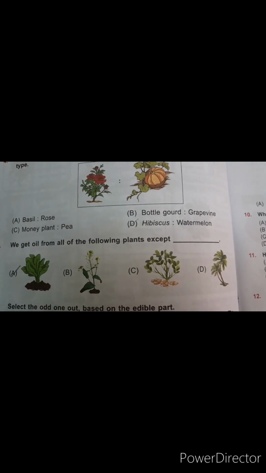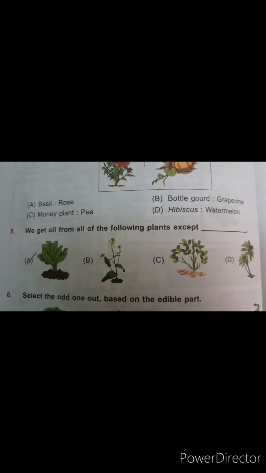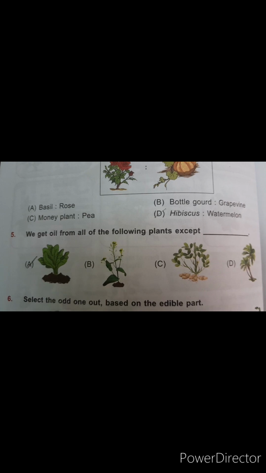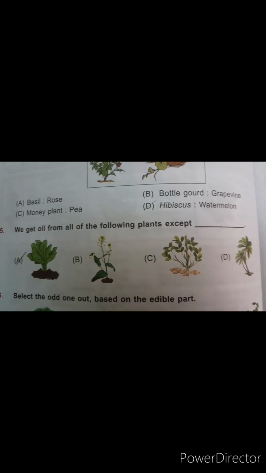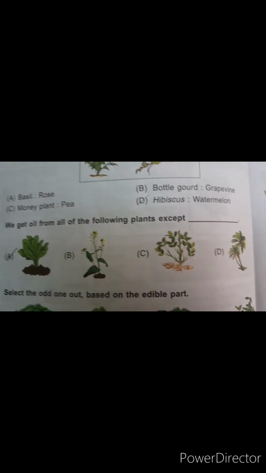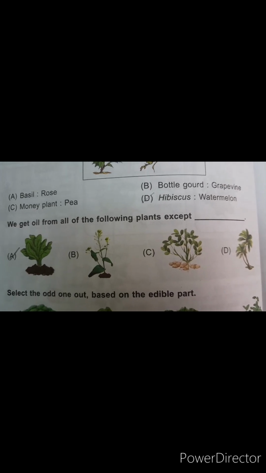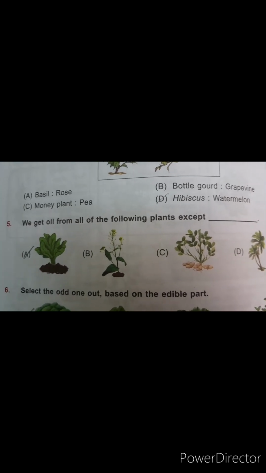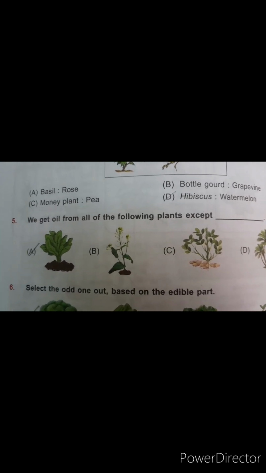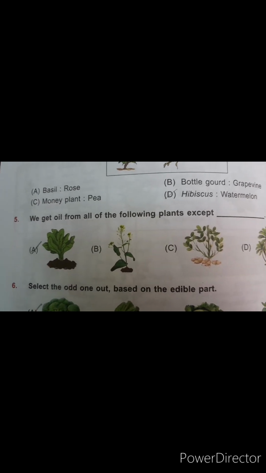Note the question carefully. The question is, we get oil from all of the following plants except. We use mustard oil, we use groundnut oil, we use coconut oil. The first one is spinach. So the answer is option A, spinach.